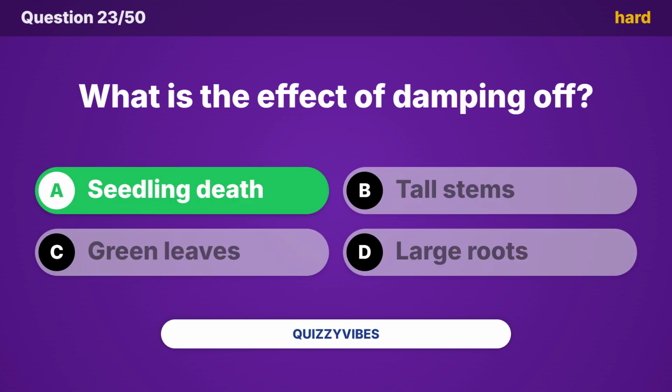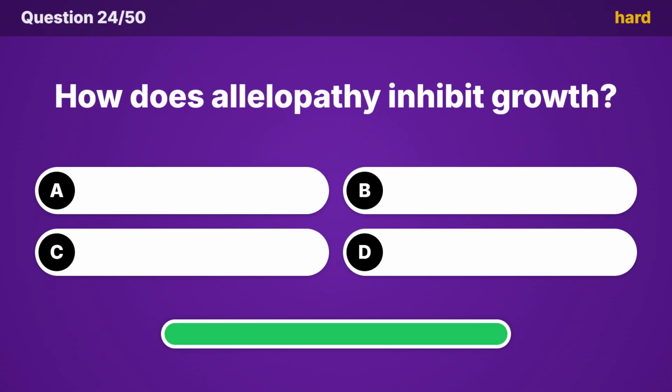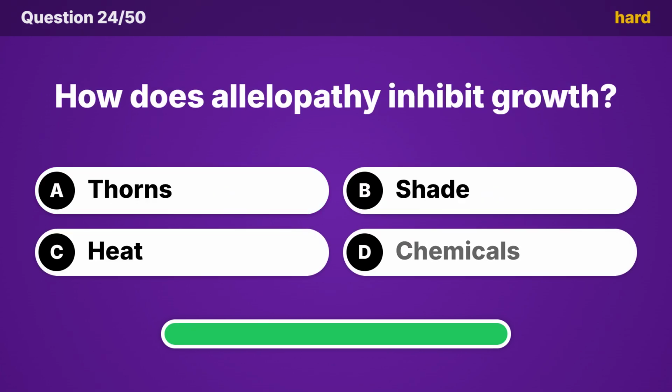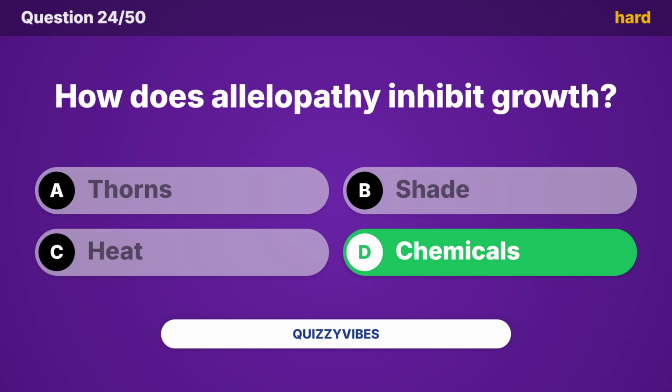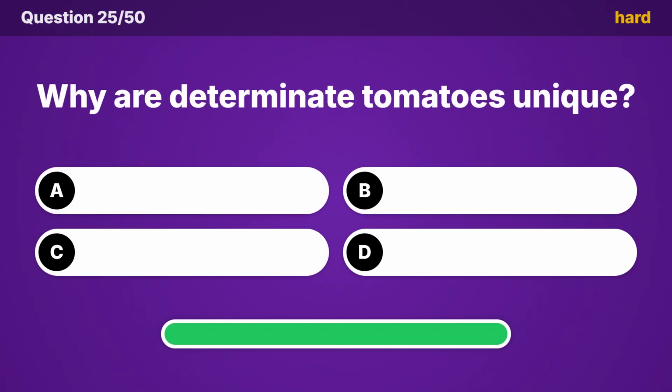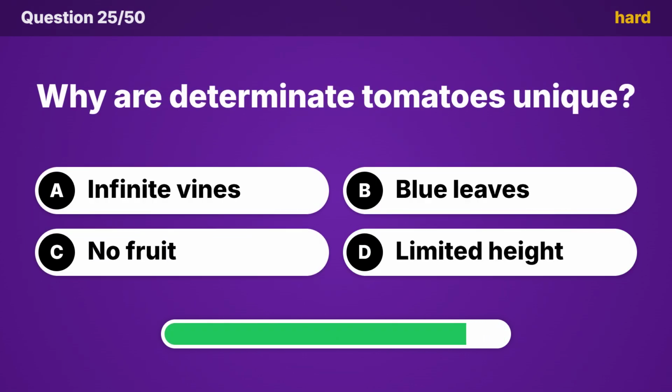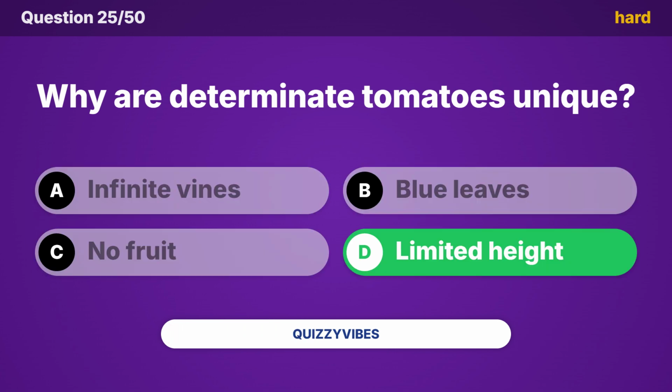The answer is seedling death. How does allelopathy inhibit growth? And the answer is chemicals. Why are determinate tomatoes unique? Answer: limited height.